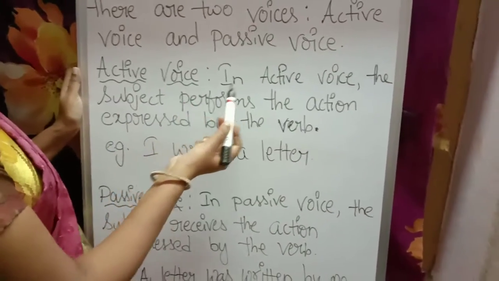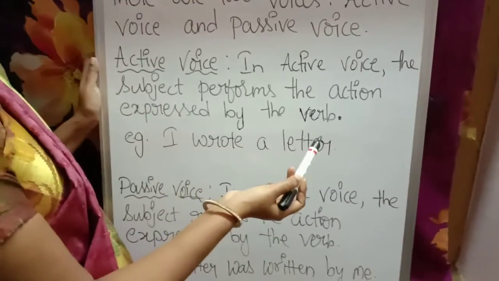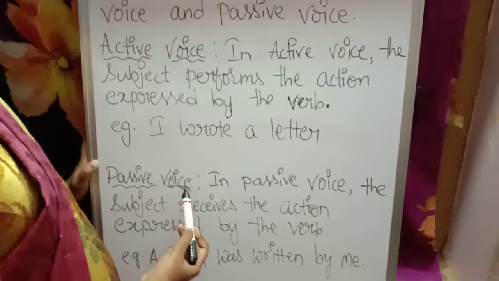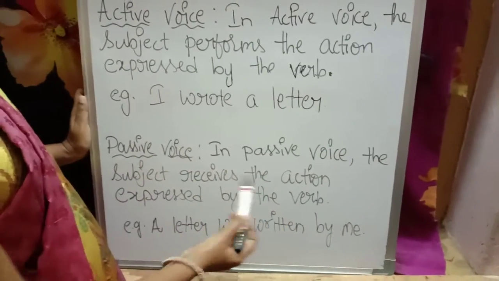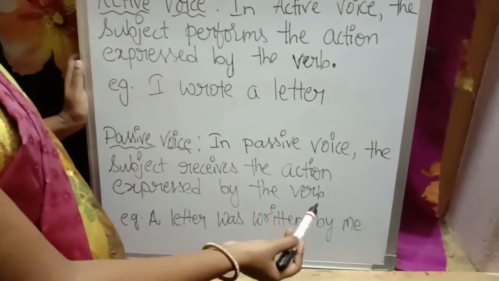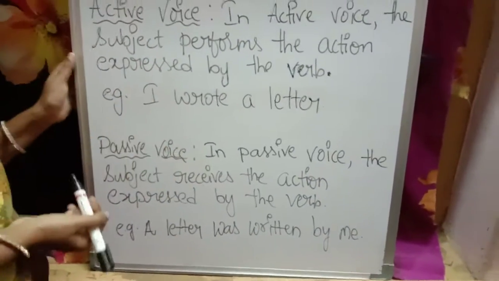Active voice. In active voice, the subject performs the action expressed by the verb. Passive voice. In passive voice, the subject receives the action expressed by the verb. So now let us see the example for better understanding.